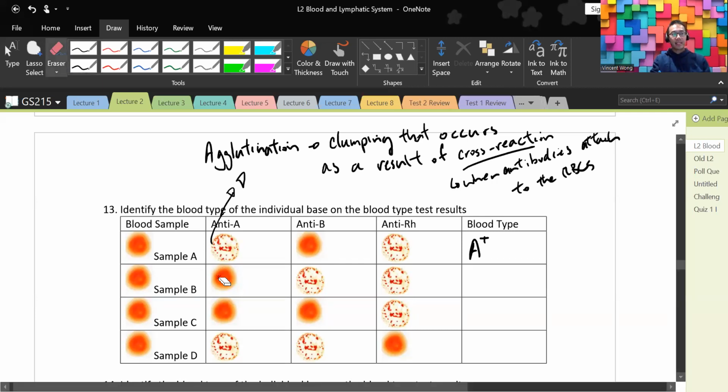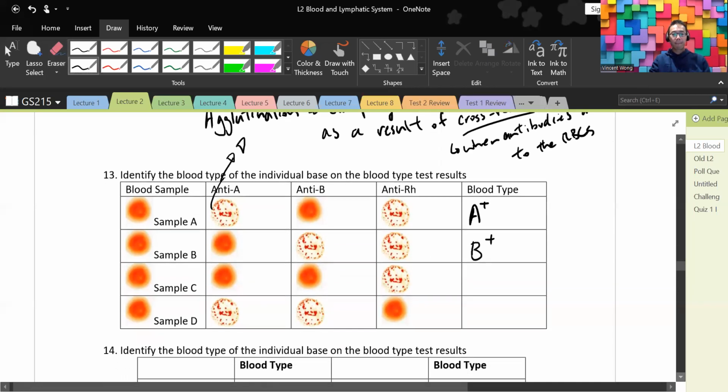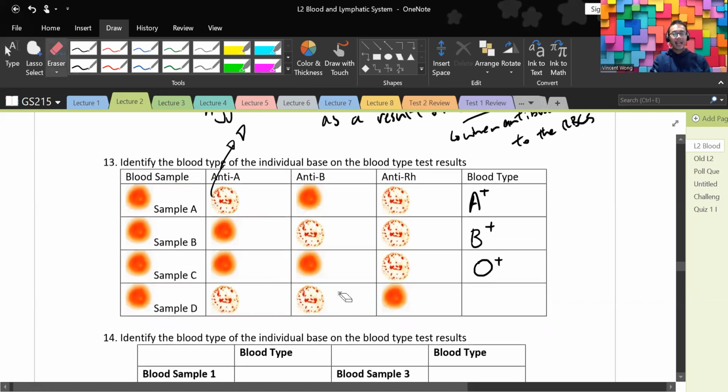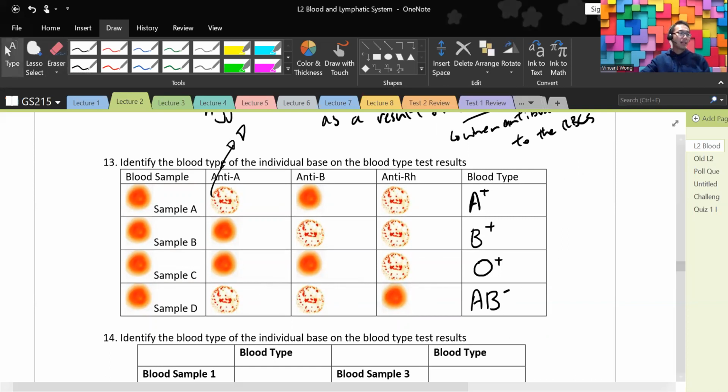So no reaction with anti-A, that means no A. Reaction with anti-B and anti-RH, this person is B positive. No reaction with anti-A, no reaction with anti-B. So that means the sample does not have A and it does not have B, which means the person is type O. O positive though, because of reaction with RH. Reaction with anti-A and anti-B, that gives you AB. No reaction with RH, that's AB negative.